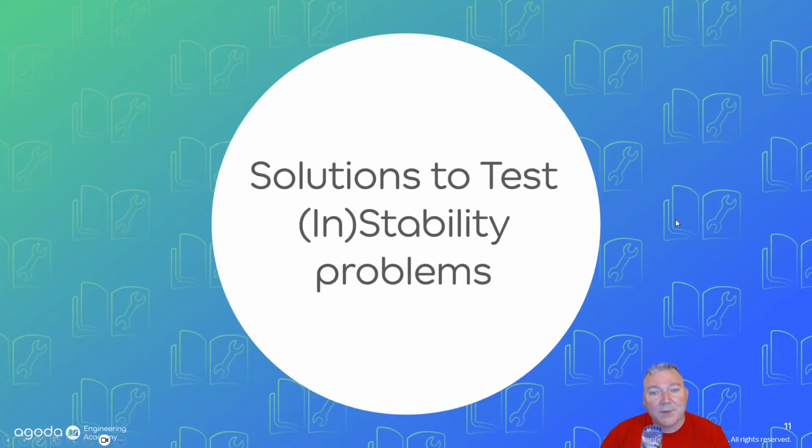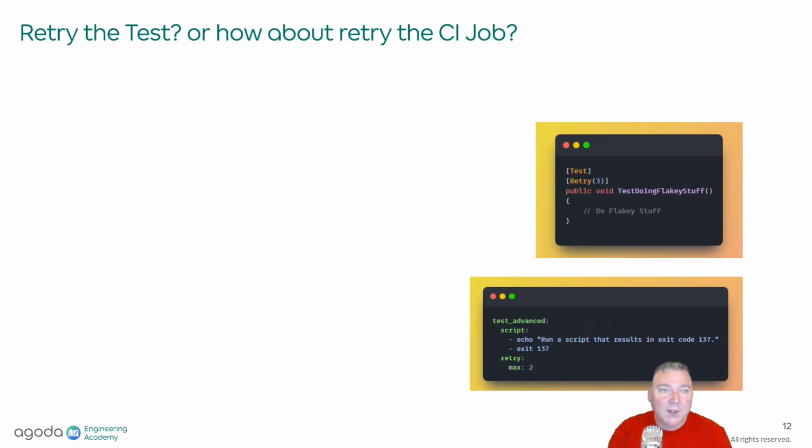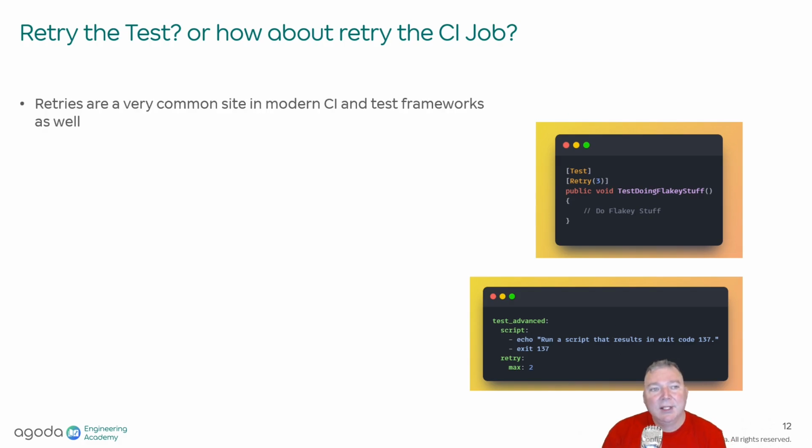So, some solutions to the common problems. One of the worst solutions for test stability is retrying tests. And this has become a common thing that's been implemented in a lot of test frameworks and even CI systems in the past decade, which is a bit sad.